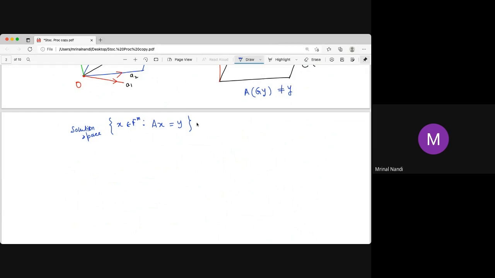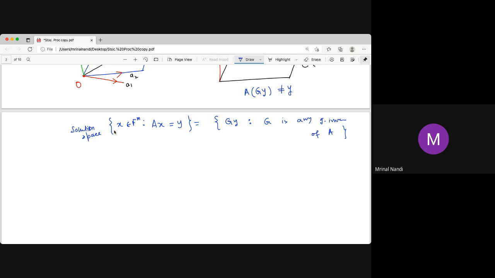Now this is actually the set of all things Gy, because Gy is the solution, where G is any g inverse of A. So there are several G. Y is fixed. Now we know that for Ax equal to y, the solution is Gy.